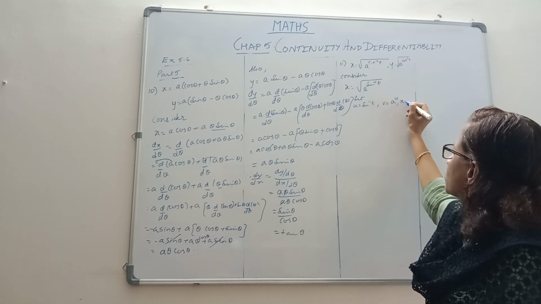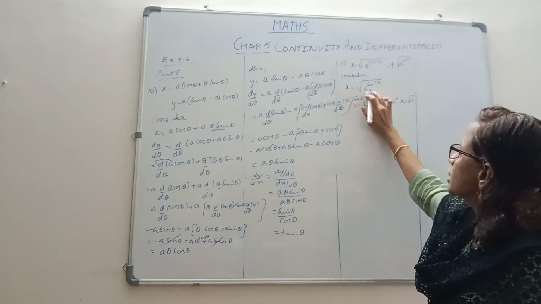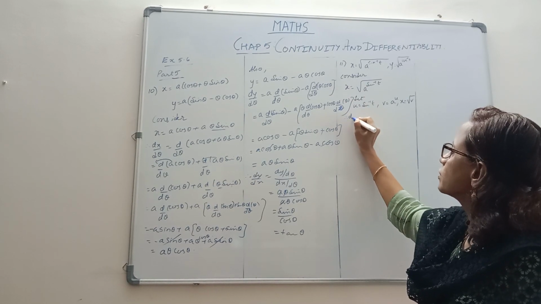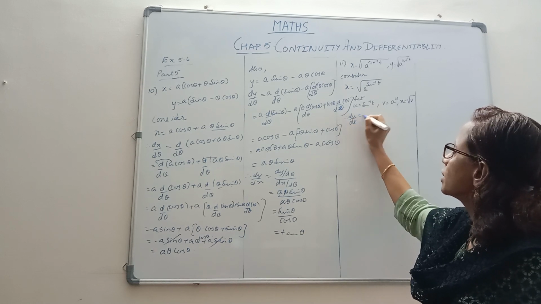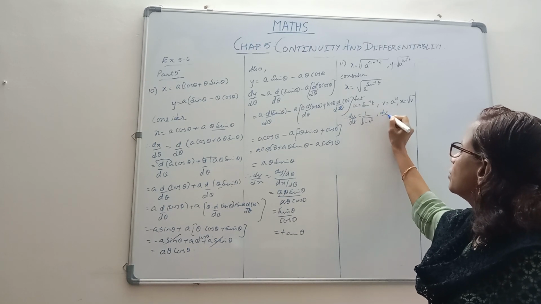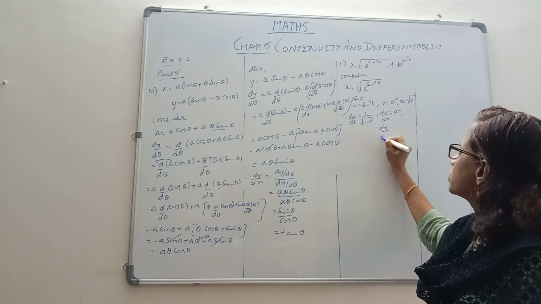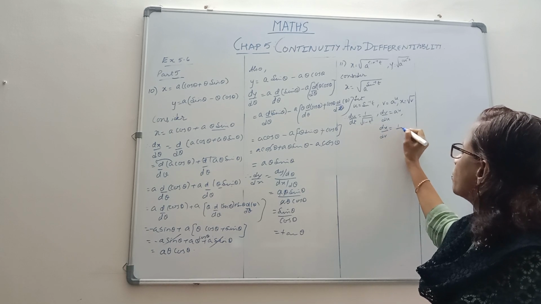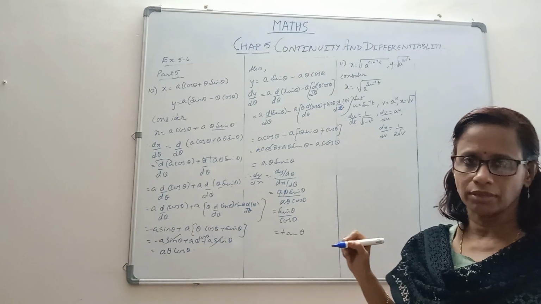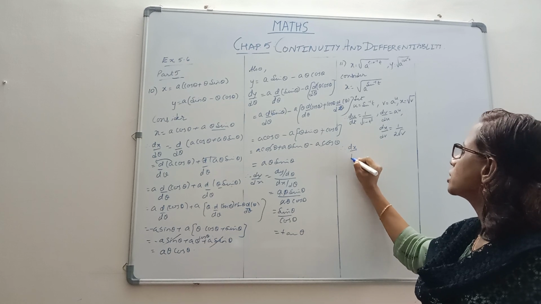So x will become root v, where v is a raised to u. Now derivatives. du by dt: the derivative we know for sine inverse is 1 by root of 1 minus t square. dv with respect to du is a raised to u log a. dx with respect to dv is 1 by 2 root v. We know it: the derivative of root x is 1 by 2 root x. So like that we will try to reach dx by dt.